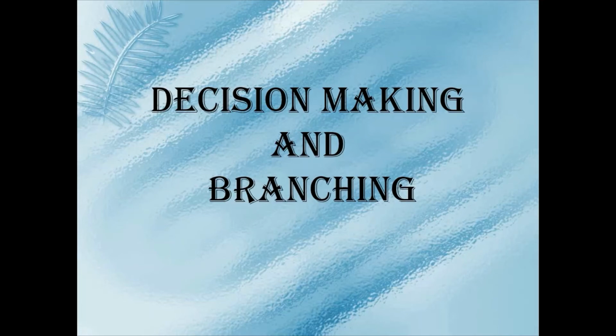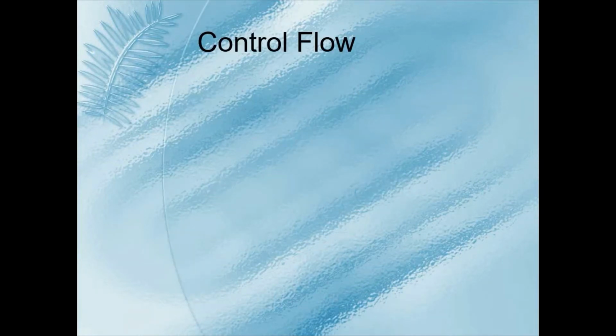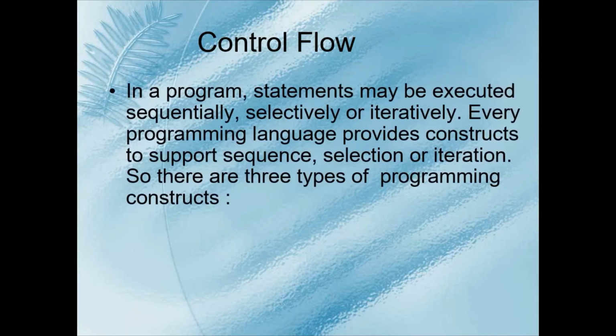Hello students, in today's class we will start decision making and branching statements in C. Control flow is nothing but the flow of execution in the program, that is, how the statements are executed. In a program, statements may be executed sequentially, selectively, or iteratively. Every programming language provides constructs to support sequence, selection, or iteration.